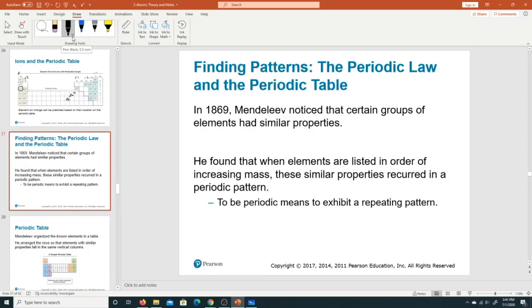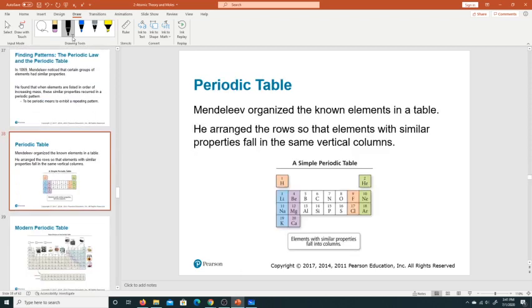Alright, so the periodic table is organized based upon repeating properties. The first periodic table, which was organized based upon properties, was made by Dmitry Mendeleev in 1869. So basically, in vertical columns, the elements in each column have very similar properties, similar reactivity.